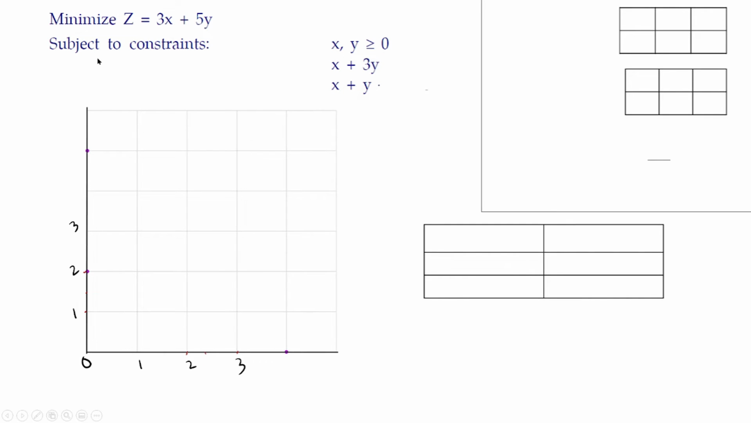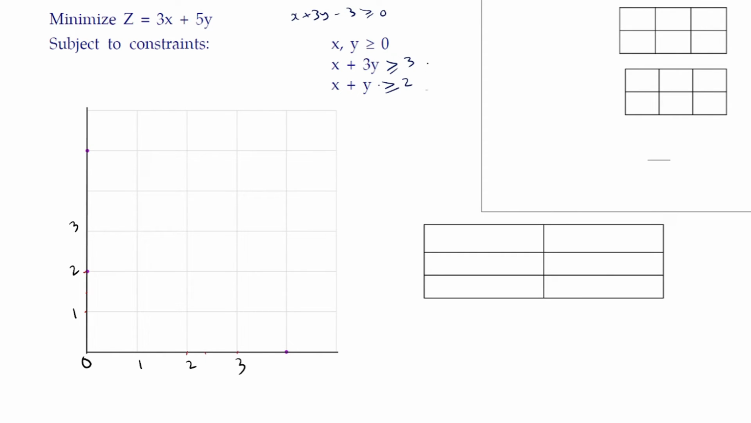So let us rewrite the constraints as minimize z is equal to 3x plus 5y subject to the constraints x, y greater than or equal to 0, then x plus 3y greater than or equal to 3 and x plus y greater than or equal to 2. It was given x plus 3y minus 3 greater than or equal to 0. So instead of this, we have x plus 3y greater than or equal to 3. And x plus y minus 2 greater than or equal to 0 can be written as x plus y greater than or equal to 2. Now we will draw the lines corresponding to these and find the feasible region.